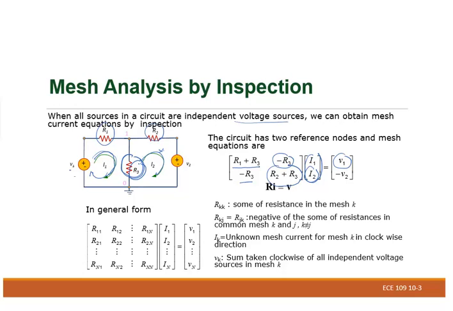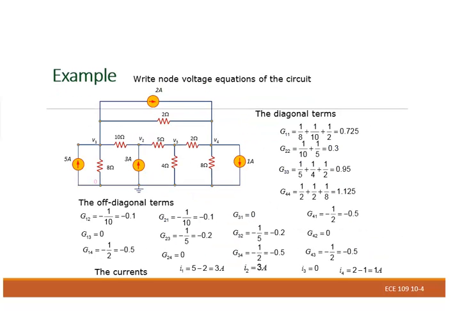So basically, we can summarize this in the general formula as RKK, the sum of the resistances in the same mesh K. RKJ or RJK is the negative of the sum of the resistances in the common branch between meshes K and J. The I's are the unknown mesh currents, and the voltage sources go to the other side as negative, so we can convert them. Let's do some examples so maybe we can make this more clear.